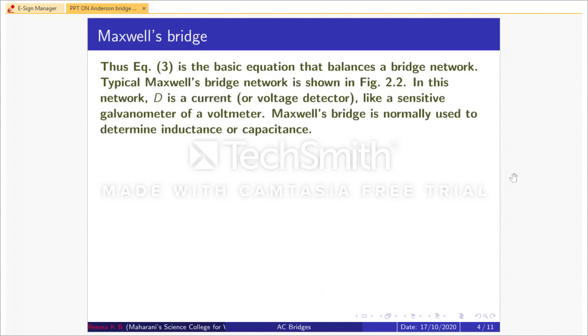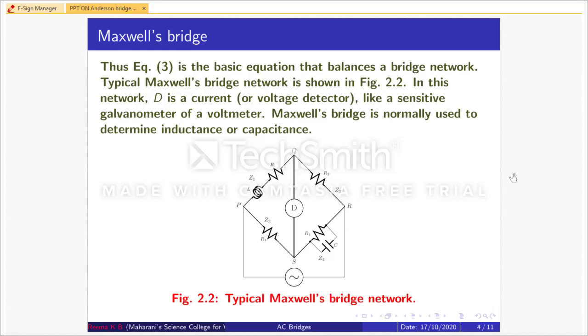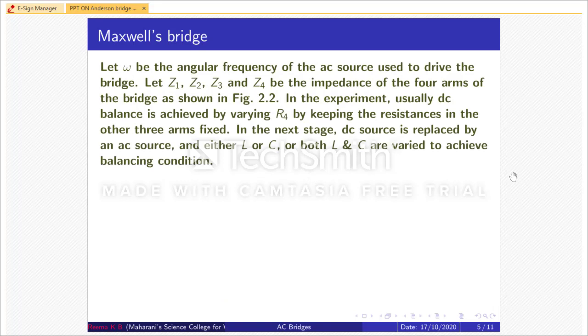Typical Maxwell's bridge network is shown in figure 2.2. In this network, D is a current or voltage detector like a sensitive galvanometer or a voltmeter. Maxwell's bridge is normally used to determine inductance or capacitance. Figure 2.2 shows a typical Maxwell's bridge network. Let omega be the angular frequency of the AC source used to drive the bridge.